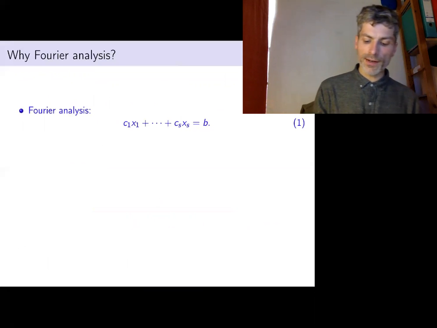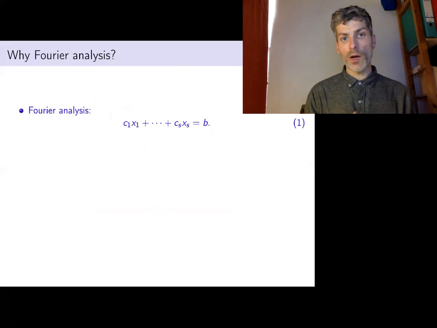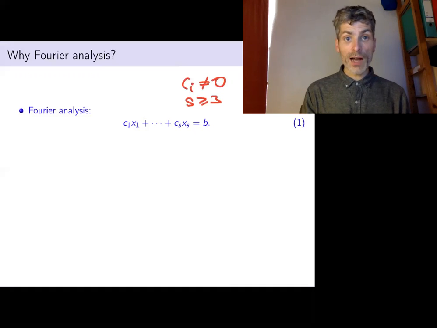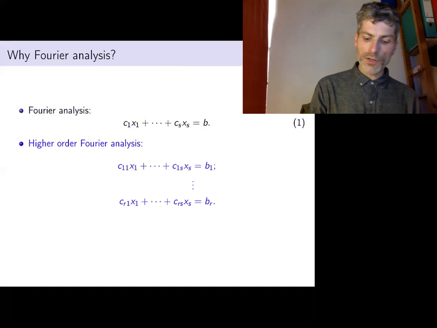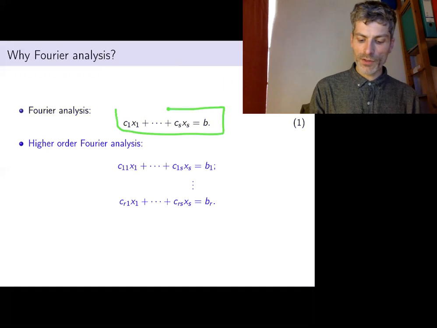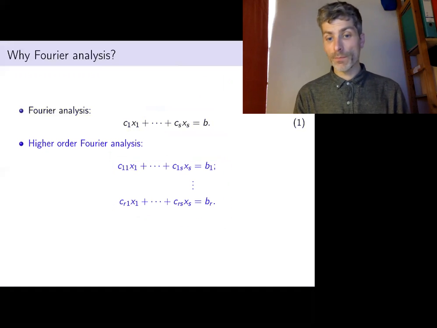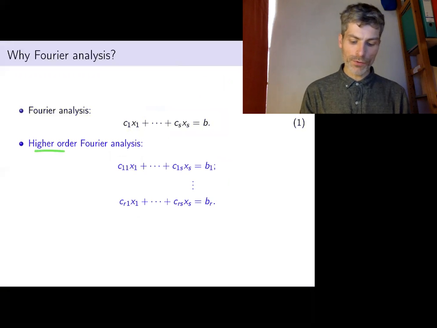So just a word on Fourier analysis. Fourier analysis allows us to count solutions to a single equation in at least 3 variables. So we need the coefficients to be non-zero and the number of variables to be at least 3. And I mentioned higher order Fourier analysis, and that's good for systems of equations. So a single equation can encode a 3-term arithmetic progression, and a 4-term progression needs a system of equations to be encoded. If you want to study 4-term progressions, you have to move to higher order Fourier analysis.